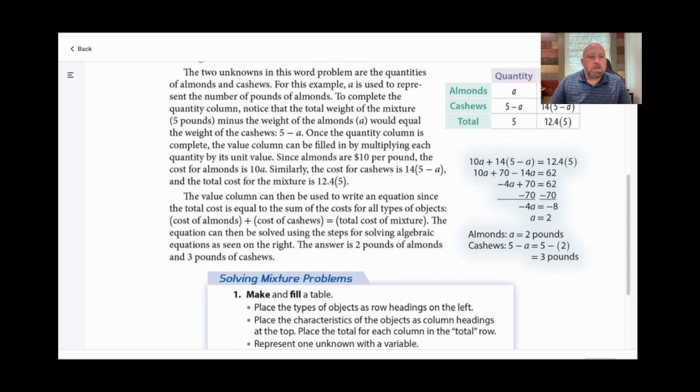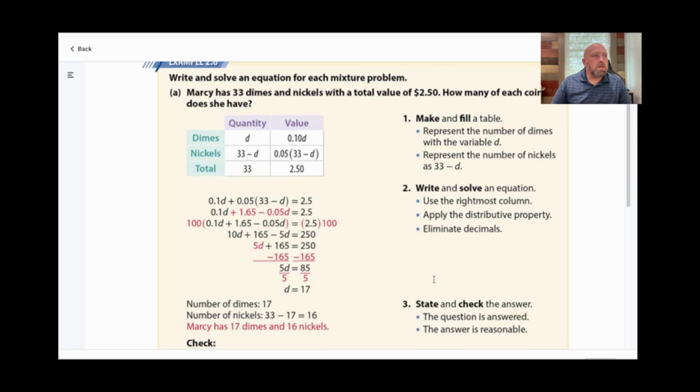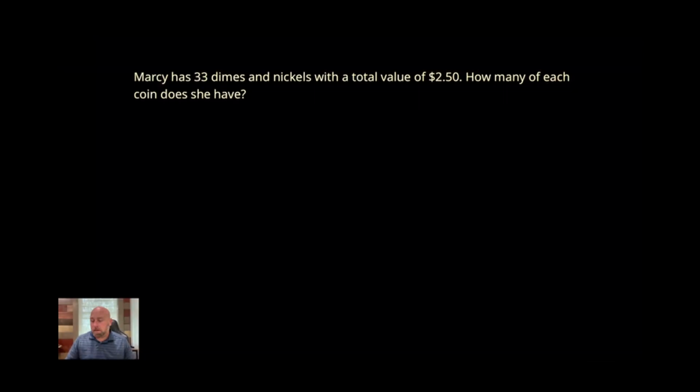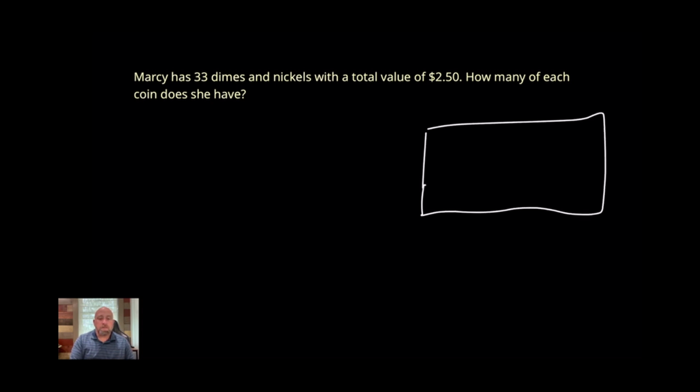All right, let's turn the page here and look at some of these examples together. You can follow along on page number 70 as I do them here on my screen. All right, so we have our friend Marcy, and she has 33 dimes and nickels with a total of $2.50. How many of each coin does she have? Well, the first thing that we want to do is build out our little table over here, okay? So let's build a little table.